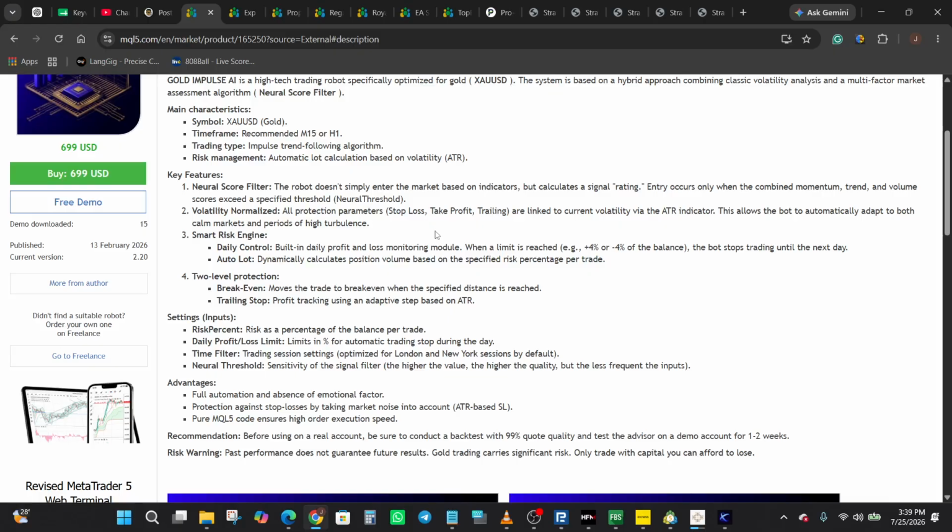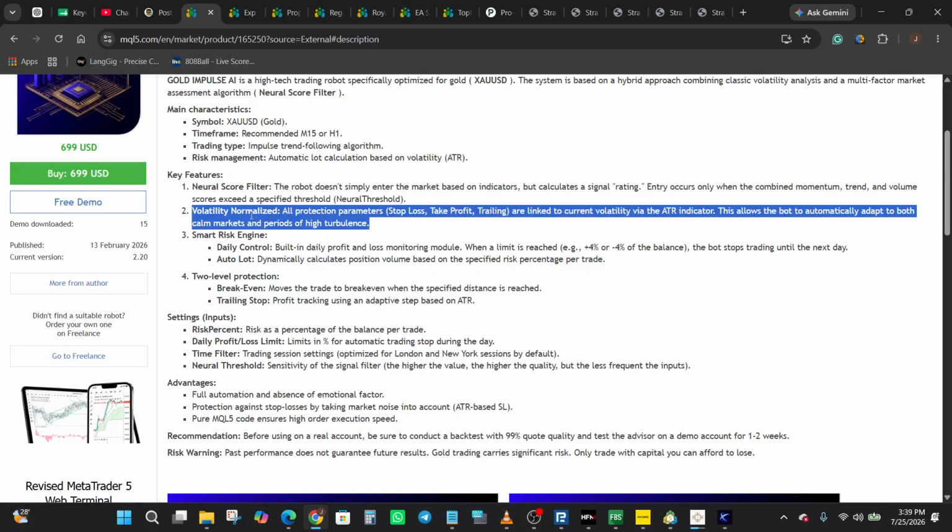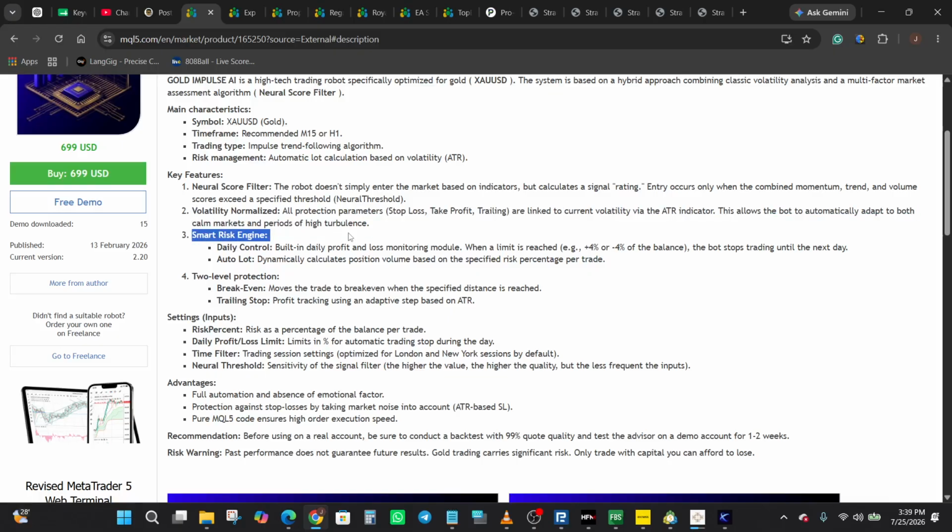the author highlights three main structural elements which are the neural score filter, volatility normalization, and the risk engine. First, the neural score filter is described as a signal rating system. Instead of relying on a single indicator trigger, the EA evaluates momentum, trend, and volume scores, executing a trade only when the combined rating passes a set threshold called neural threshold.